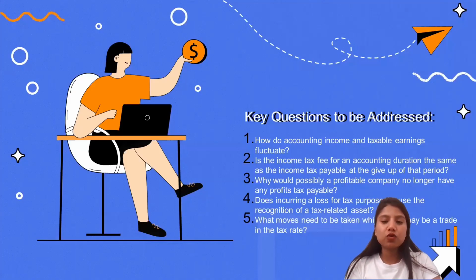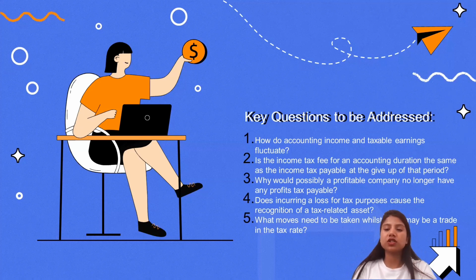Here we have also listed few questions like how do accounting income and taxable earnings fluctuate? Is the income tax fee for accounting duration the same as the income tax payable at the given of that period? Does the incurring a loss for tax purpose cause the recognition of tax related assets?